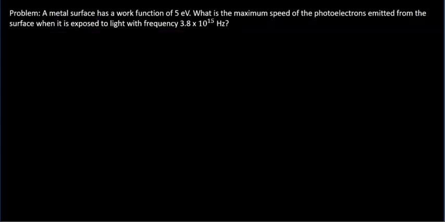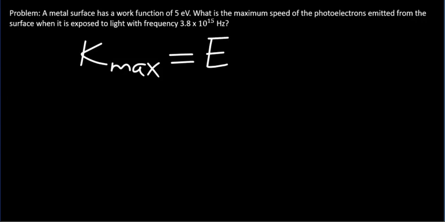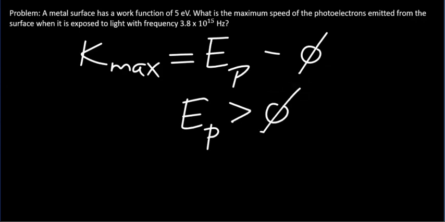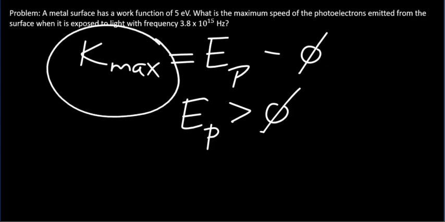Let's look at the equation of photoelectric effect. The maximum kinetic energy of the photoelectrons emitted equals the energy of the photon absorbed by the electron minus the work function of the metal. Only when E sub P is greater than the work function will the photoelectrons have this much kinetic energy.